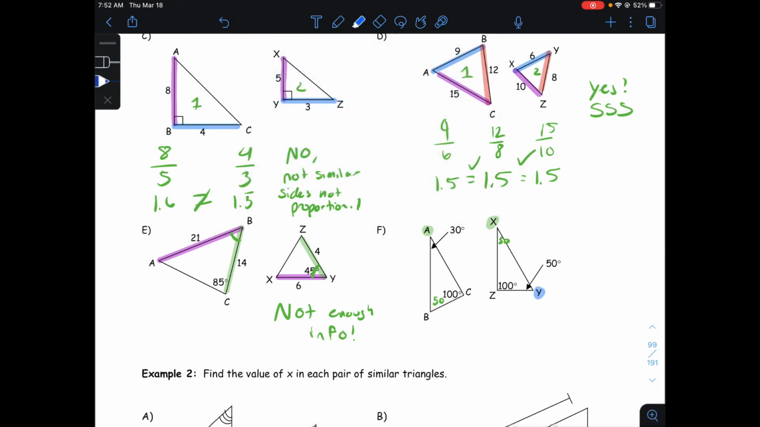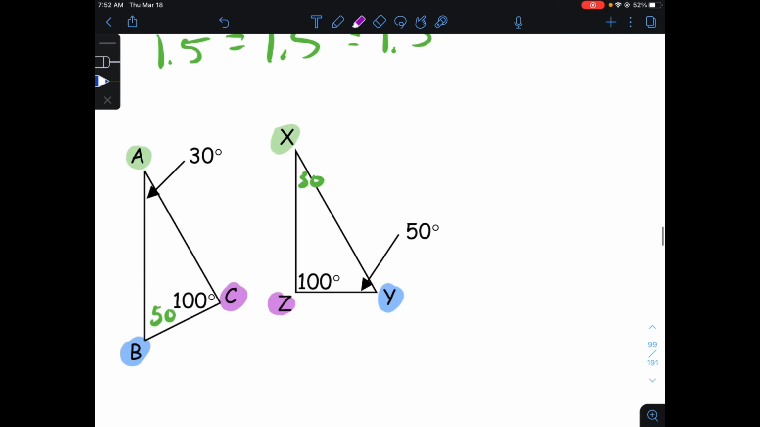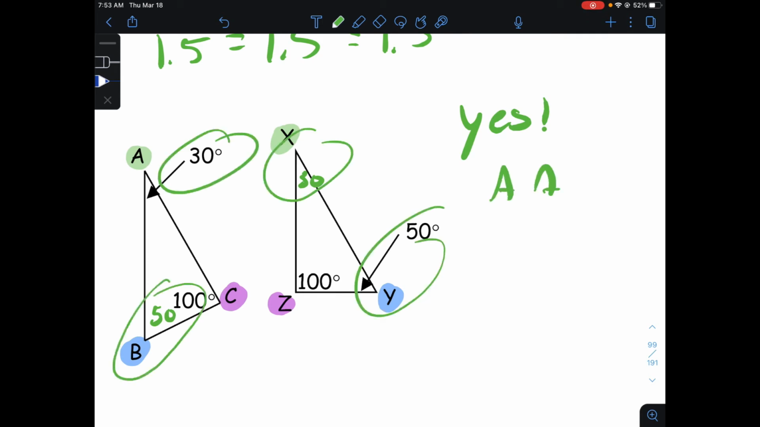Y is supposed to go with B because they're second. And C goes with Z. All right, and remember with angle, angle, we only need two angles. However, if you know two angles of the triangle, you know the third automatically because you do 180 minus the two angles. So we could say, yes, they're similar by angle, angle. We got these two angles congruent. We got these two angles congruent. And then the third one is just automatically congruent. All right.